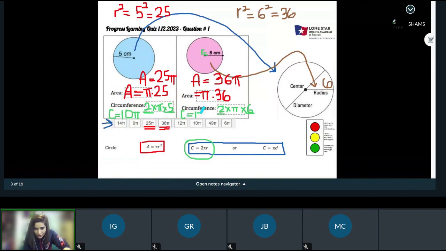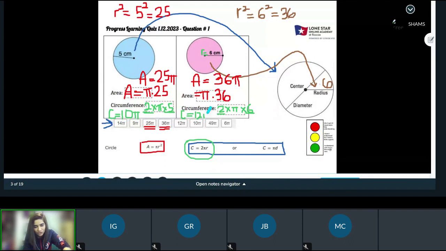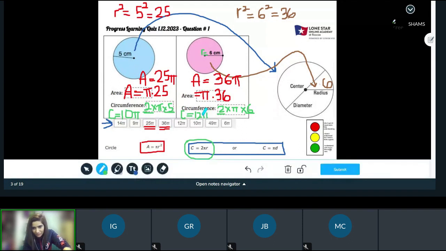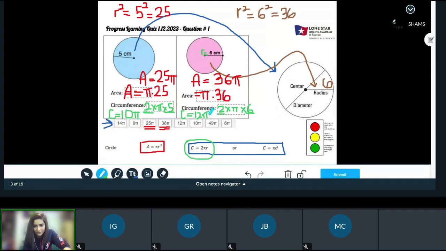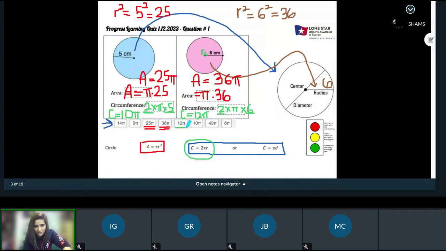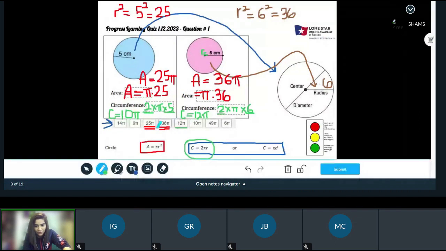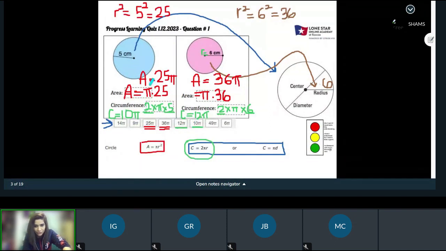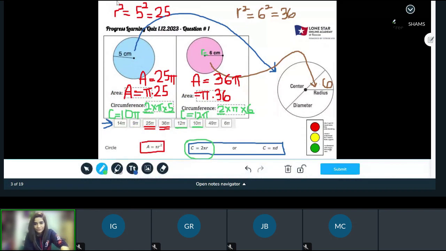So my very new students, you had missed this part of my session because you joined us a little late. You were in orientation. This is something that I went over with my other class. So this is 12 pi, the circumference of the pink circle. And 10 pi is the answer for the blue circle. The answers are right there, right? And it matches. Any questions?